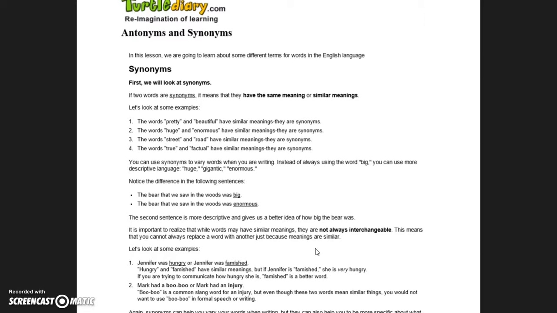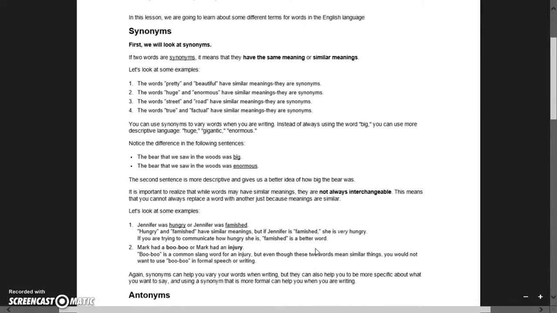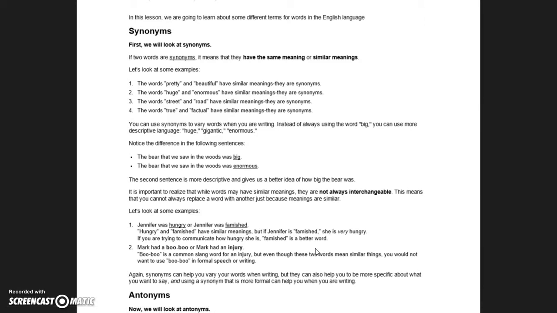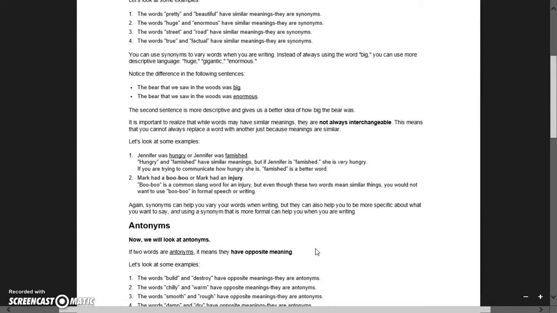Mark had a boo-boo, or Mark had an injury. Boo-boo is a common slang word for an injury, but even though these two words mean similar things, you would not want to use boo-boo in formal speech or writing. So you would want to say Mark had an injury. Again, synonyms can help you vary your words when writing, but they can also help you to be more specific about what you want to say, and using a synonym that is more formal can help you when you are writing.